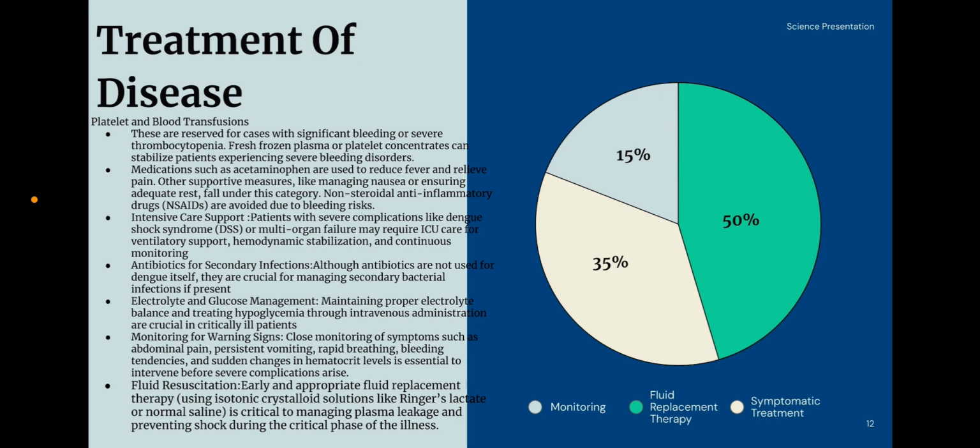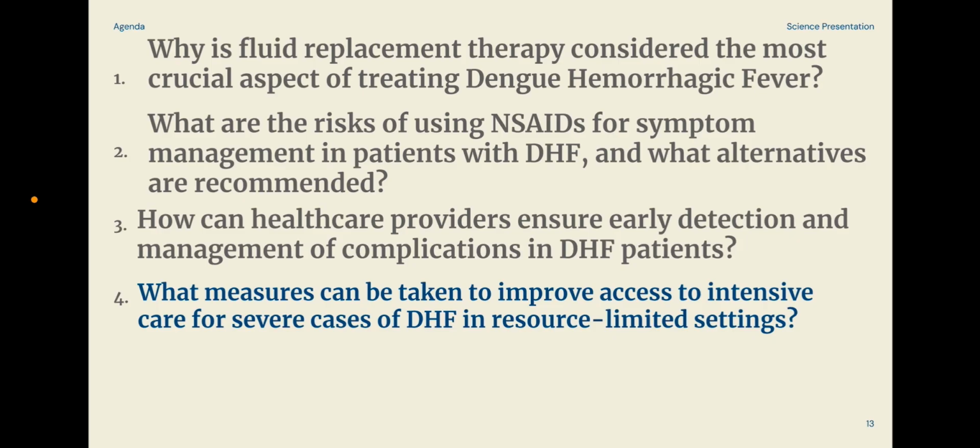According to the pie graph, based off of all the reasons and the treatments listed, the top 3 consist of monitoring, fluid replacement therapy, and symptomatic treatment. Okay, monitoring consists of 15% of this pie chart. The fluid replacement therapy consists of 50%, and the symptomatic treatment is 35%.